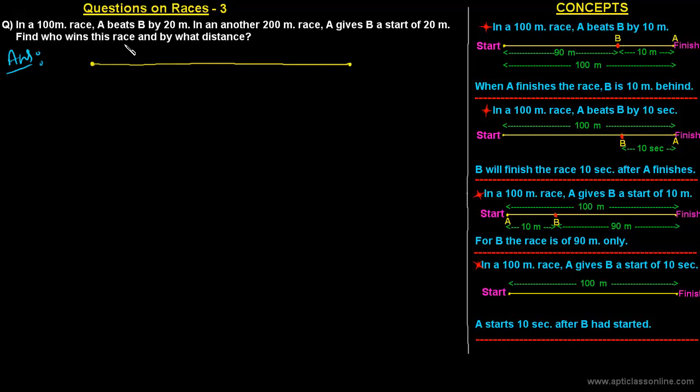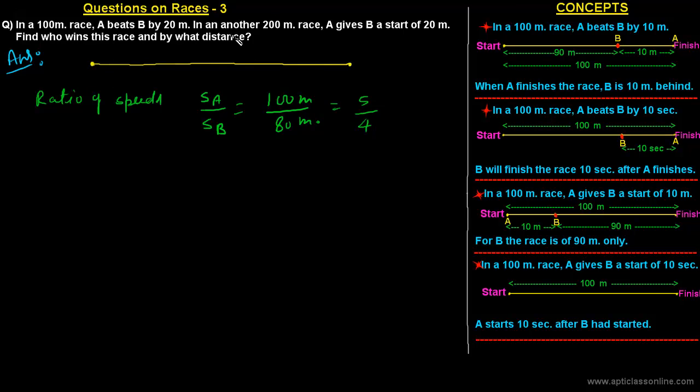So when in a 100-meter race, A beats B by 20 meters, it means that from this we can get the ratio of speeds SA to SB, as when A travels 100 meters, B travels only 80 meters because B is 20 meters behind. That means 5 by 4.